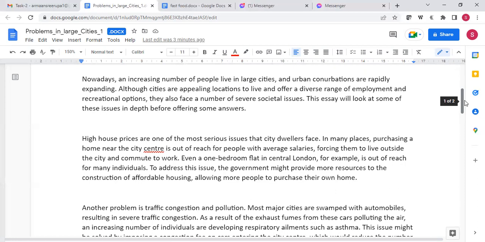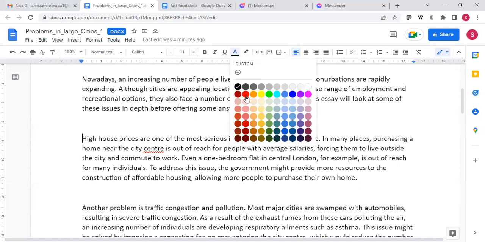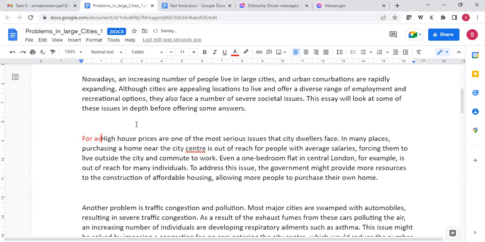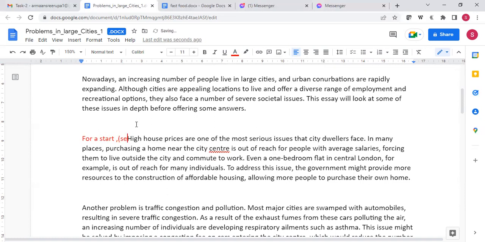So again, this is the first concern that you're talking about, the first challenge. And the first challenge is high prices, right? That's what you're saying. Yeah, high prices. So when we start with a concern, what is the template that we use? We start like this? No, what is the template that we use? I mean, we can use "for a start." Yes, we can use "for a start." Okay, then why haven't you used it, Shiva? Why haven't you used it?